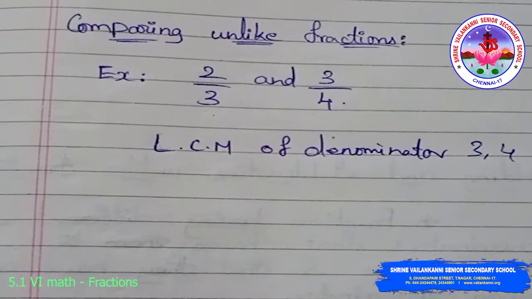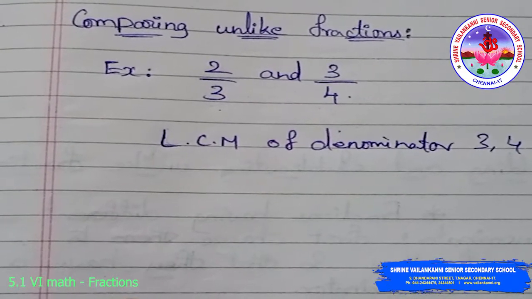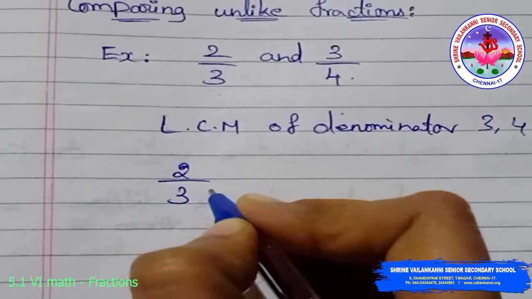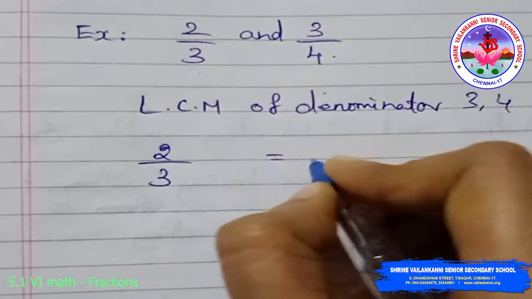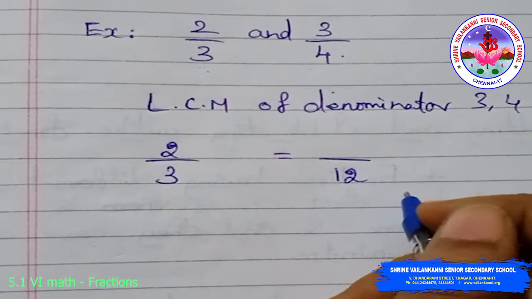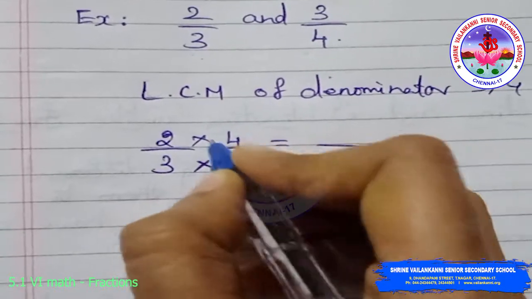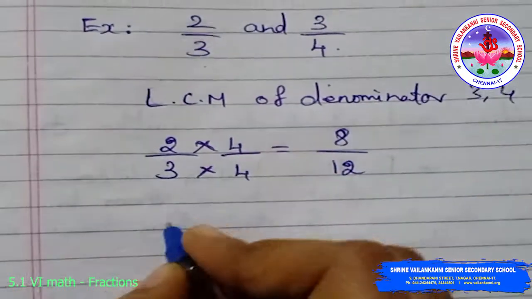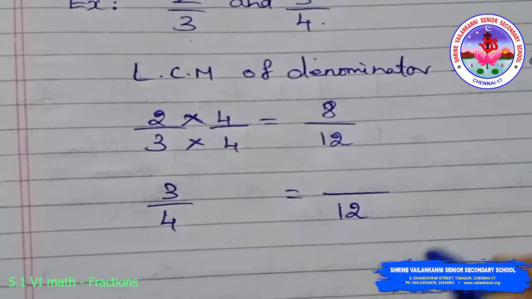The second step, convert each fraction into its equivalent fraction with the LCM as the common denominator. Now 2 by 3 convert to an equivalent fraction with denominator 12. In the 3 table, how many times do we get 12? 4 times. So multiply 4 by numerator and denominator. 4 2s are 8.